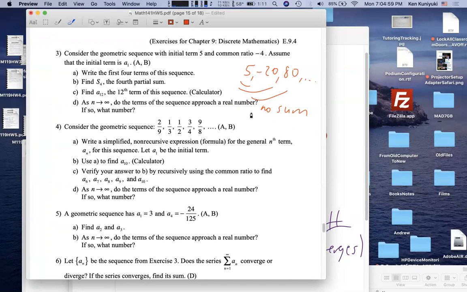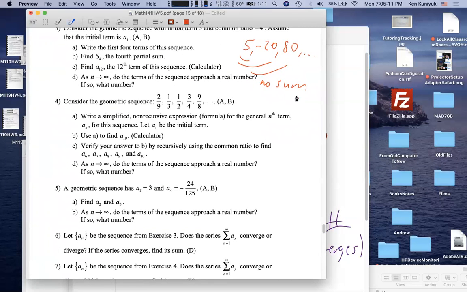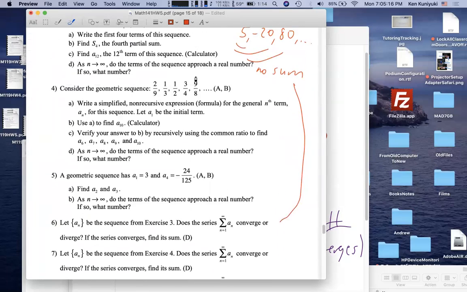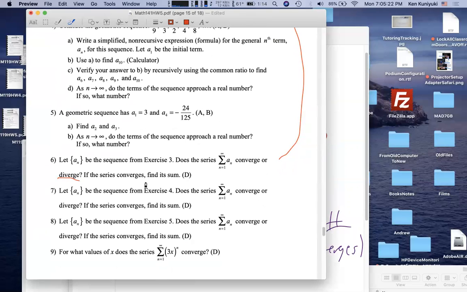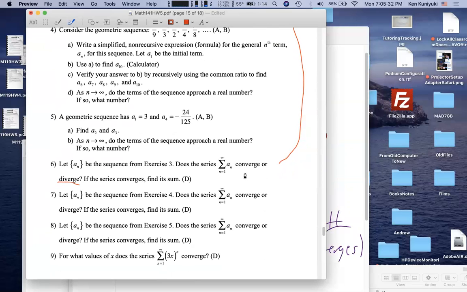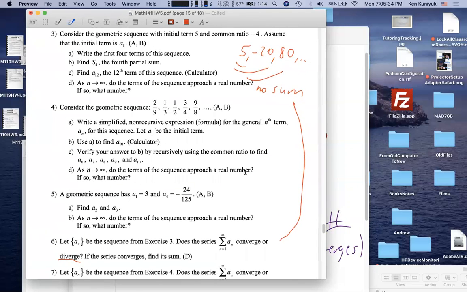Well, that's the issue. See, in 3, no, my iPhone's talking. All right, so here we just consider the terms. Actually, the issue of the sum comes up in 6, right? 6 refers to 3. Does a series consisting of these terms converge or diverge? And the answer is it diverges. By definition, it has no sum. That's why I say if the series converges, find the sum. If it diverges, then by definition, there is no sum. And by a sum, we mean a real number. Okay.